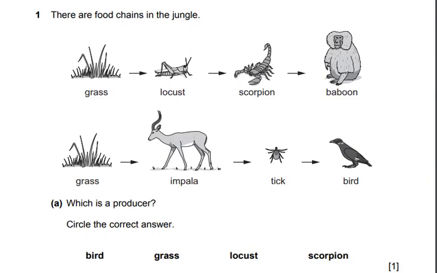There are food chains in the jungle. So here we have two examples of food chains in the jungle. And question A, which is a producer? Circle the correct answer. Bird, grass, locust, scorpion. So the correct answer is grass, because we know that the food chains start with green plants and green plants are producers.